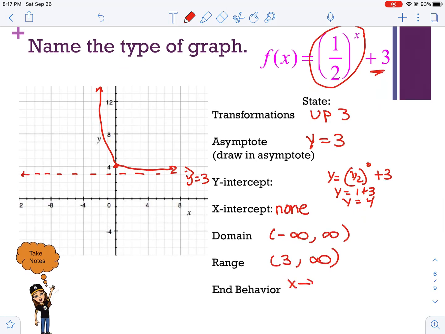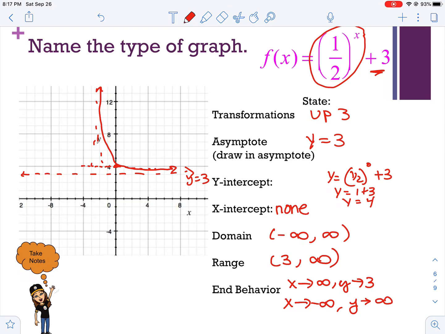Now the end behavior, as x's are going to infinity, so as these x's are getting bigger, the y values are heading to the number 3. Oops, let me put a little arrow there. And then if we go the other direction, if the x's are heading this way, I can see that the y values are actually going up. They're getting bigger. So if x goes to negative infinity, y is now going to positive infinity.